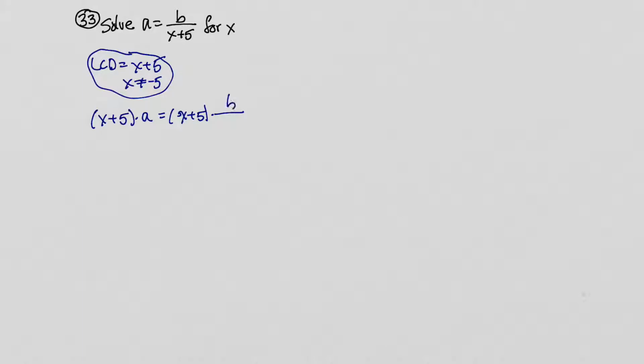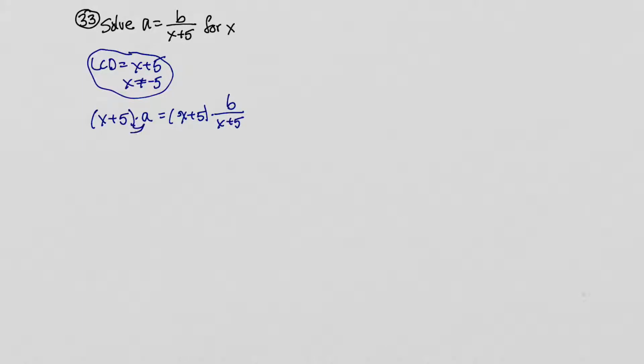Let's see what we can do about solving this equation for x. So we have the LCD. Well, we can get it, right? The LCD here is x plus 5, and as long as x is not equal to negative 5, we should be okay. So let's multiply both sides by the x plus 5. So I'm going to write the x plus 5 here and here. Let's do it. It'll be x plus 5 times a equals x plus 5 dot b over x plus 5.